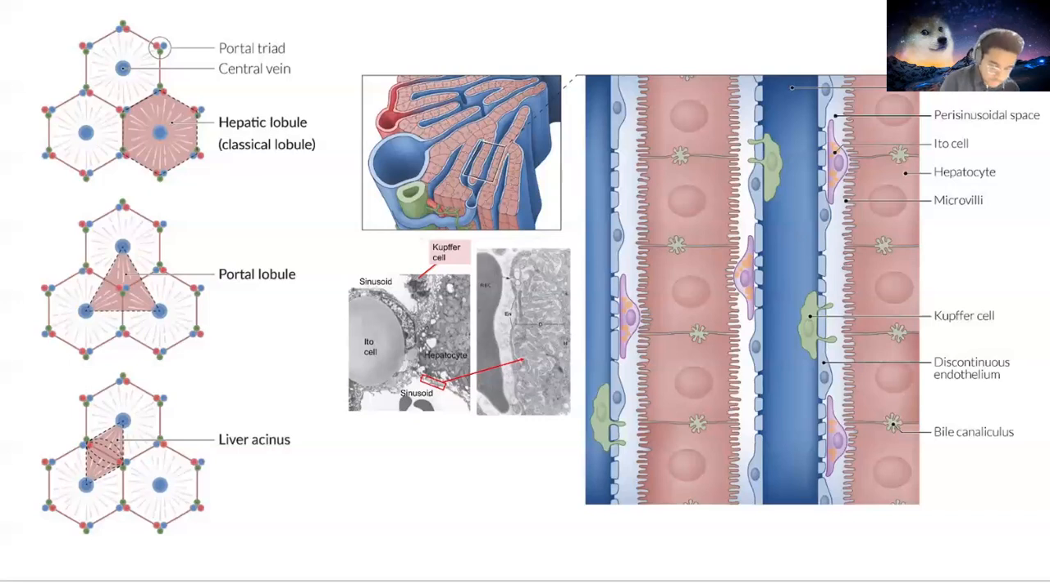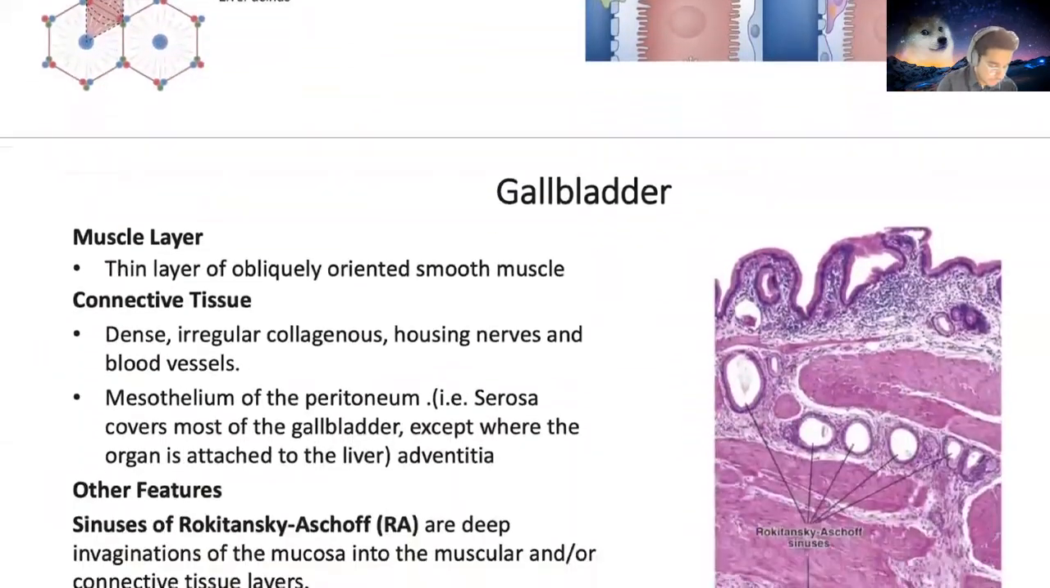Remember, this is discontinuous epithelium. That's just how it has to be, right? Endothelium has to be like that. And then the bile canaliculi are important, as well as the perisinusoidal space, which they no longer, I guess, call the space of Disse, but just know that the other name is perisinusoidal space.